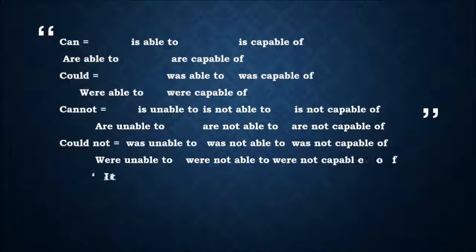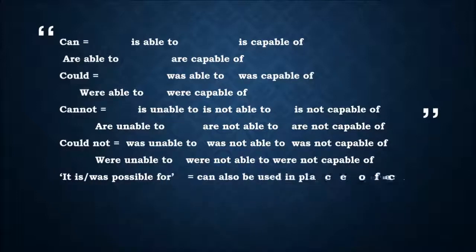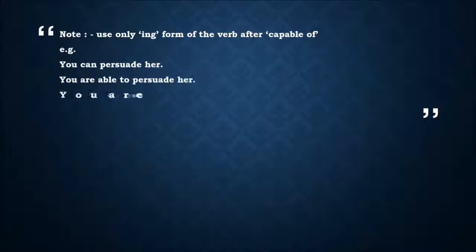Note: use only the ing form of the verb after "capable of". E.g. A. You can persuade her. You are able to persuade her. You are capable of persuading her. It is possible for you to persuade her. B. He could still see nobody. He was still not able to see anybody.